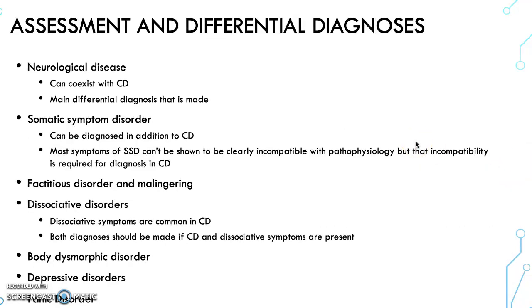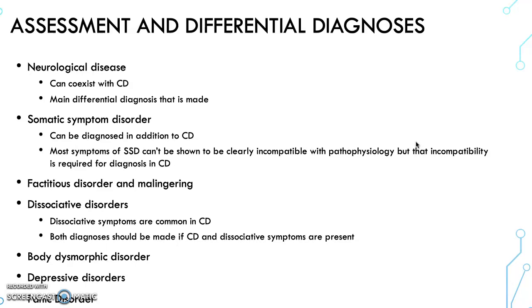And for assessment and differential diagnosis, the most commonly made differential diagnosis is neurological disease, which can coexist with conversion disorder. And then there's somatic symptom disorder, which can be diagnosed in addition to conversion disorder. Most symptoms of somatic symptom disorder can be shown to be clearly incompatible with pathophysiology, which just means pain and fatigue, but that incompatibility is required for a diagnosis in conversion disorder. The excessive thoughts, feelings, and behaviors that characterize somatic symptom disorder are often absent in conversion disorder.